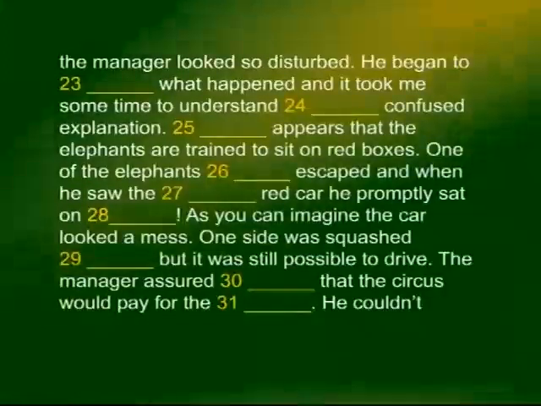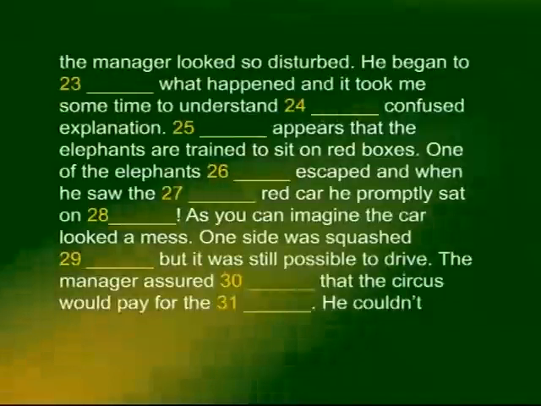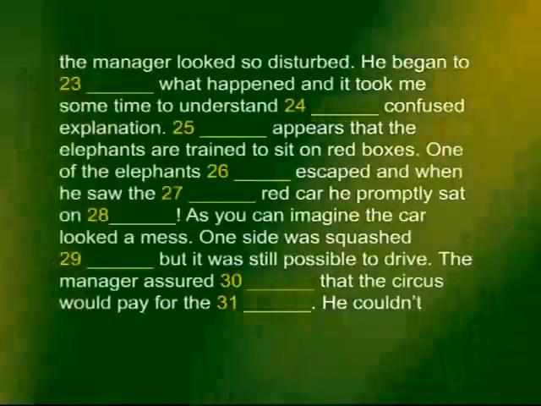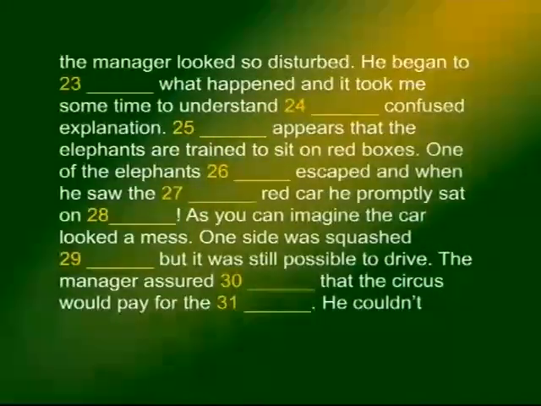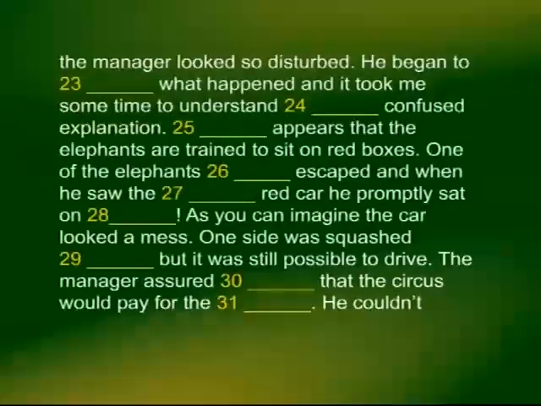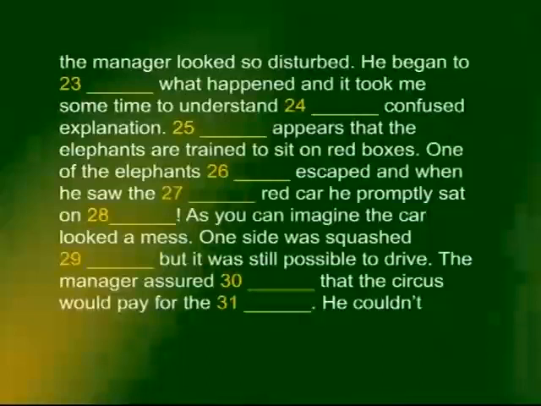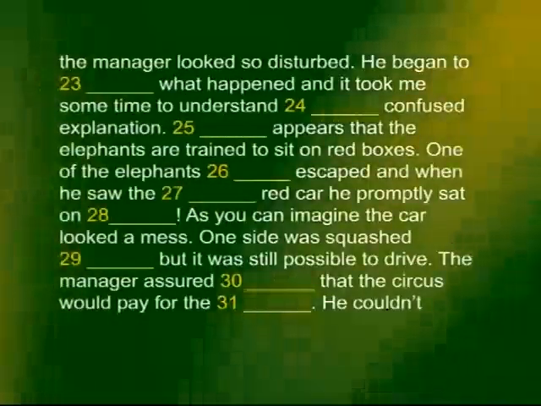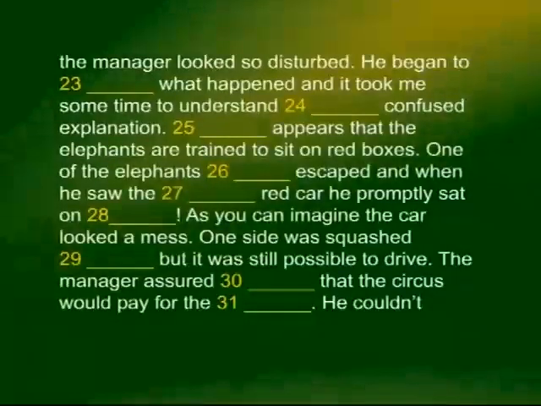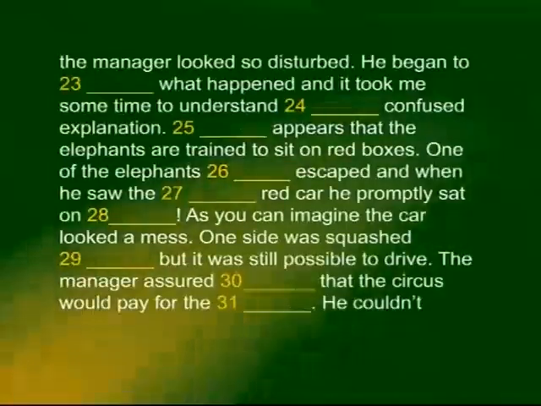And then, gap number 23: "He began to what happened, and it took me some time to understand confused explanation." You've got a hint over there. He's talking about explanation. So you can fill gap number 23 with the word explain. "He began to explain what happened, and it took me some time to understand his confused explanation." And the word would be his.